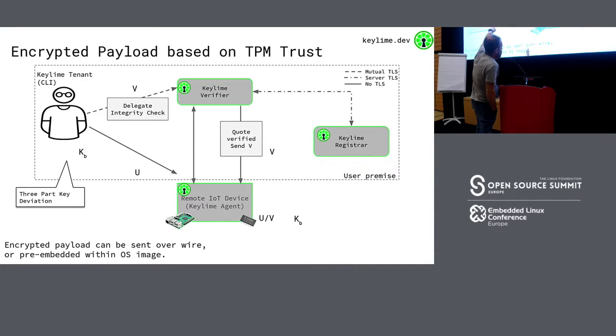the Keylime tenant, which is effectively just a CLI application that we provide. But there's REST APIs for all of this as well, so you could develop your own system to integrate with Keylime. And what's going to happen is using this Keylime tenant, the user is going to create a key.